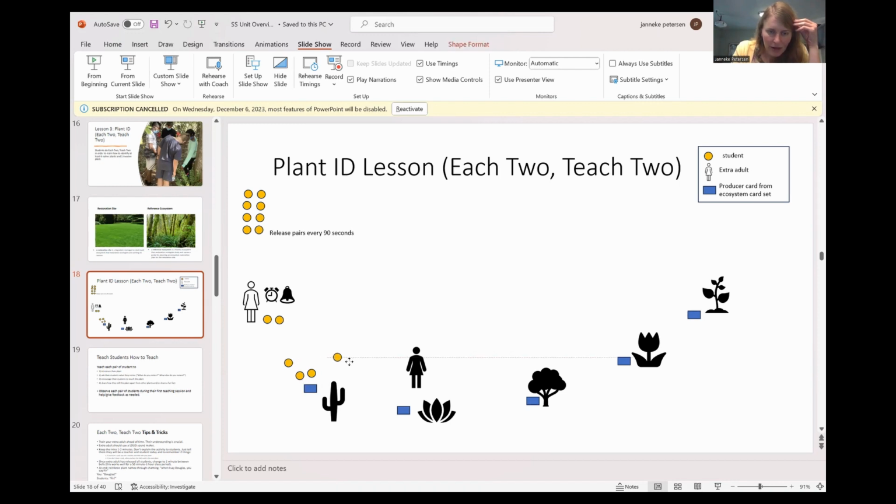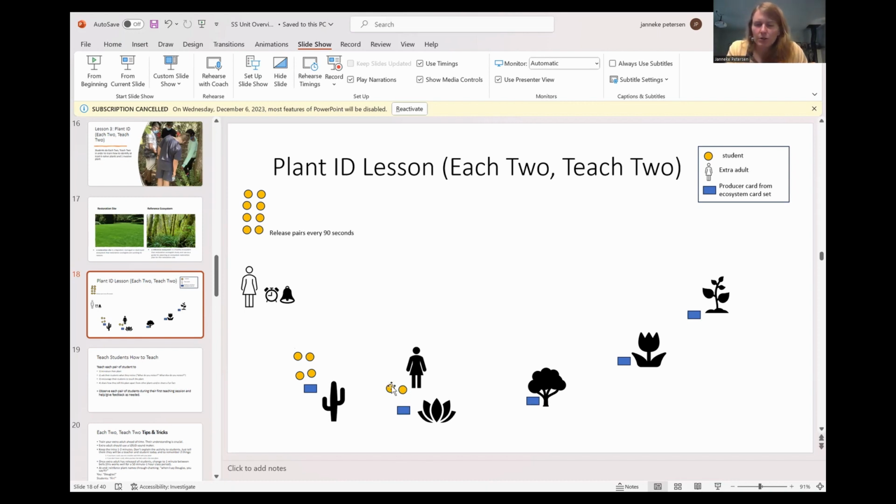Okay, but they are also walking down the trail together. They're always staying with their pairs. So these guys are walking down the trail to the next plant where they meet you, while this pair who have just been released are walking to this first pair of student teachers. So they're learning about this plant from these guys again.